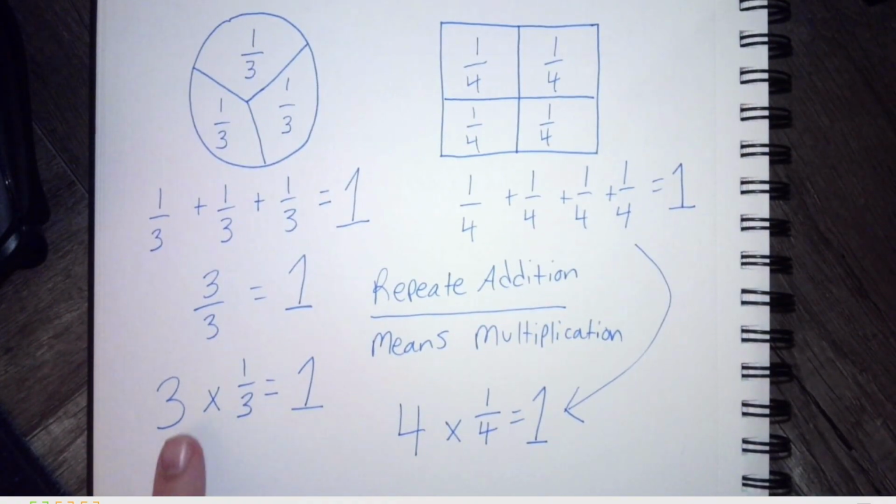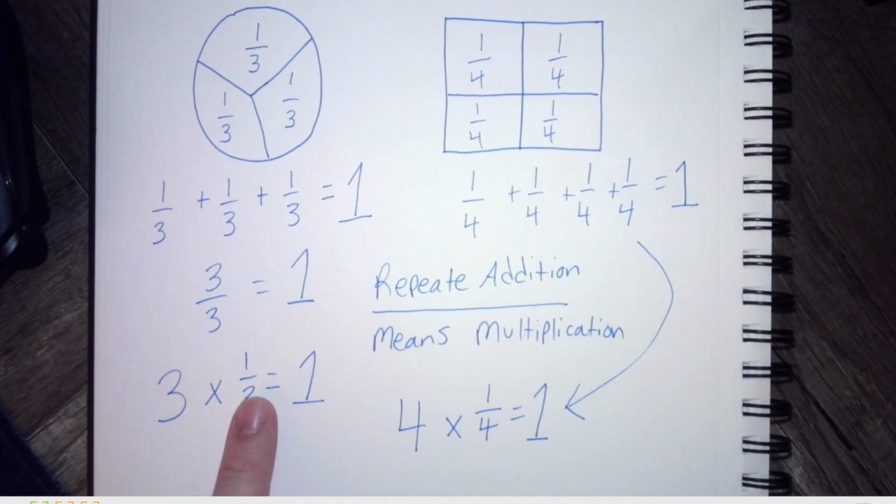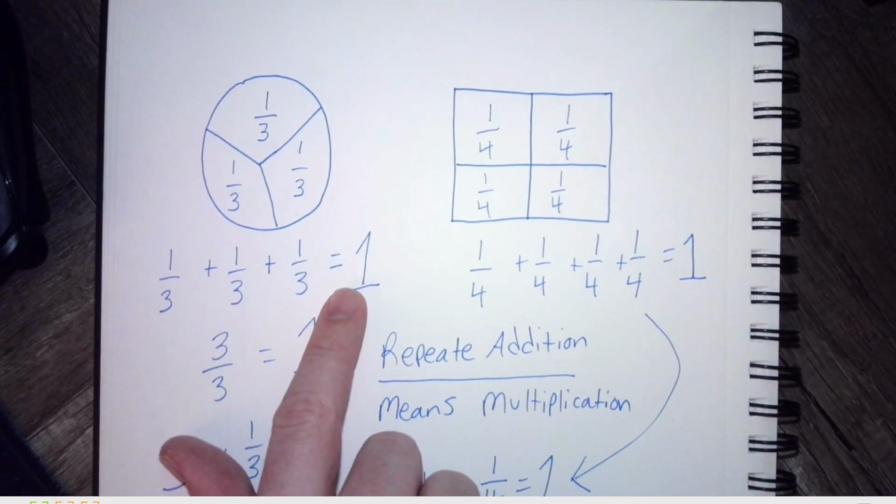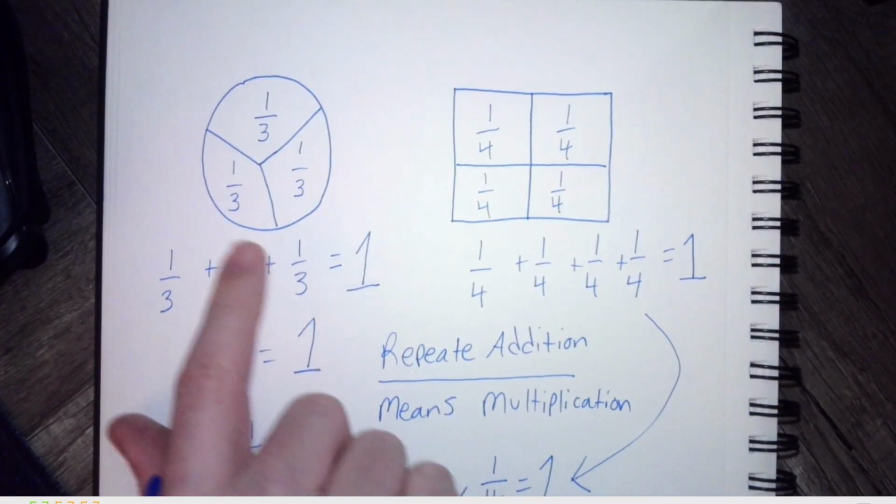So if you have a whole number times a unit fraction and the whole number and the denominator match, the answer is always 1. So 3 times 1/3 is 1 whole. Here, the denominator and the whole number match, and it's a unit fraction because the numerator is 1. 4 times 1/4 also equals 1. We proved it by the addition sentence, and we also proved it with our models.